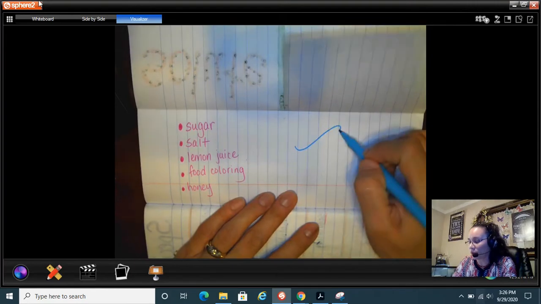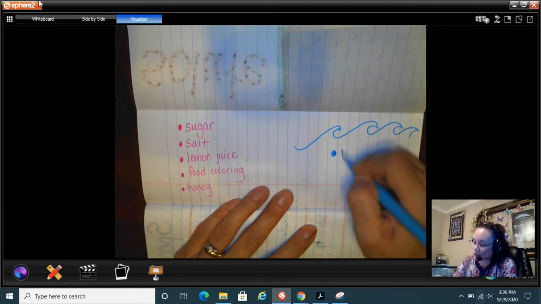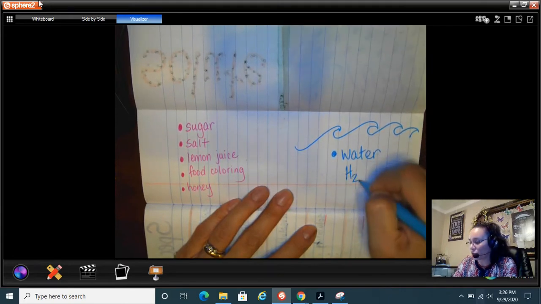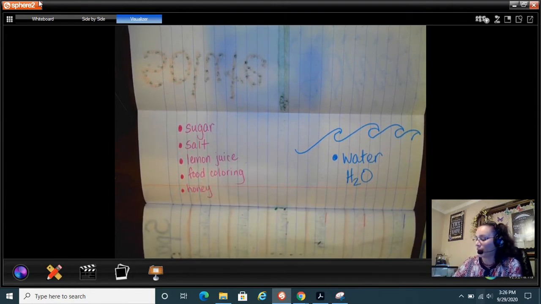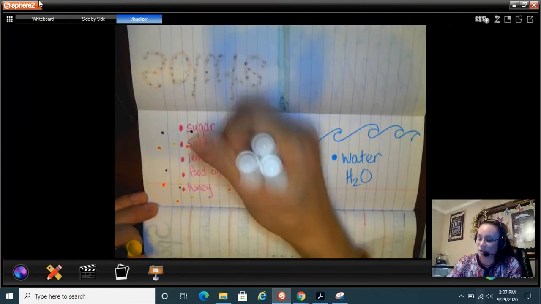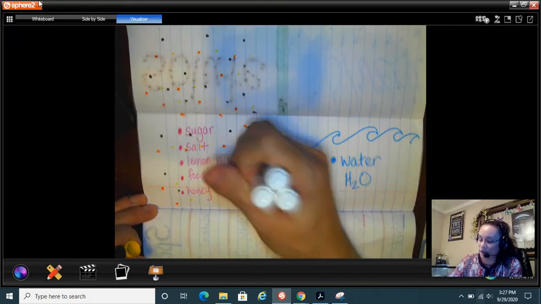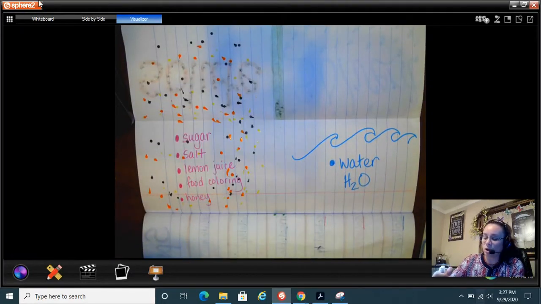So I can put my waves of water, or H2O. That's going to be an example of the solvent. Okay, so once I have examples, like what I did with water, I'm going to draw an example of sugar. So I'm going to take the orange marker, maybe the black marker, and the yellow marker, open them up together, and make little dots to signify that that is powder, that is sugar, that is salt. And that is the smaller substance.